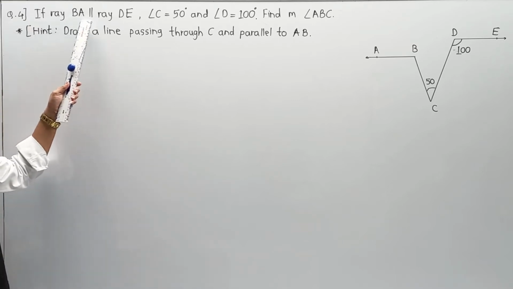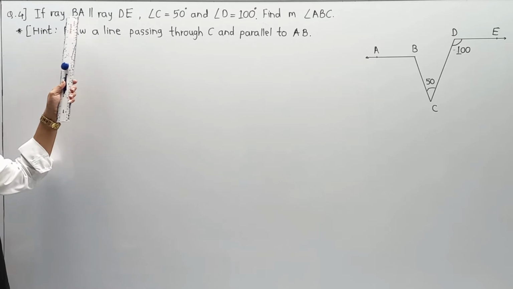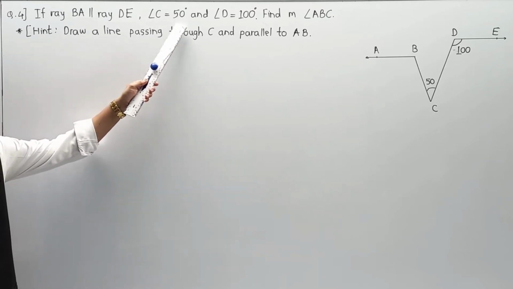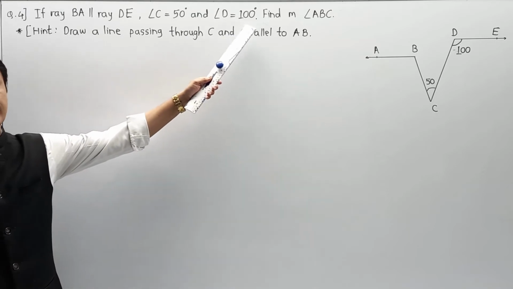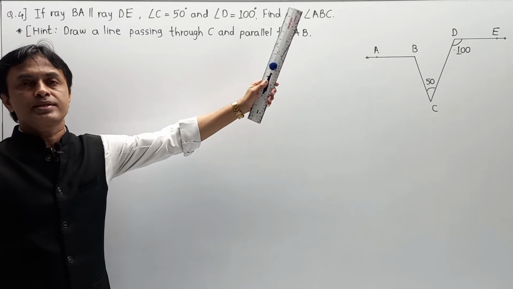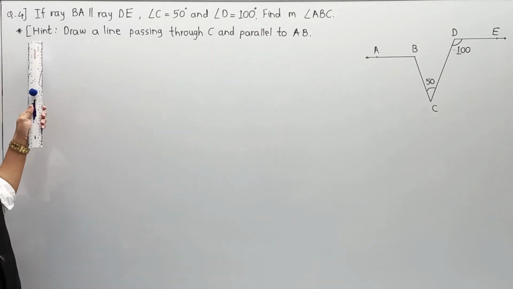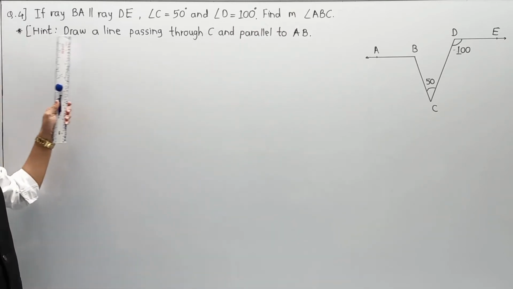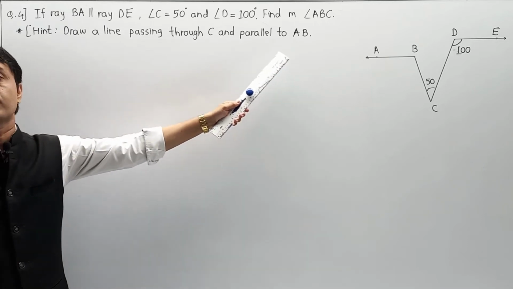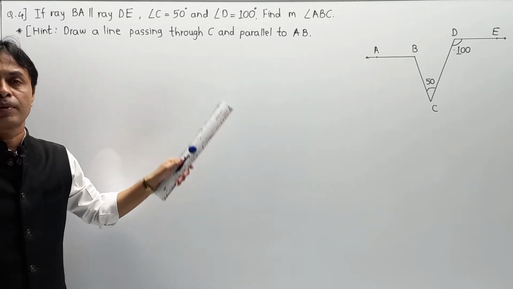If ray BA is parallel to DE, angle C is equal to 50 degrees and angle D is equal to 100 degrees, then find the value of measure of angle ABC. They have also given one hint to us. That hint: draw a line passing through C and parallel to line AB. This is the hint provided by them.